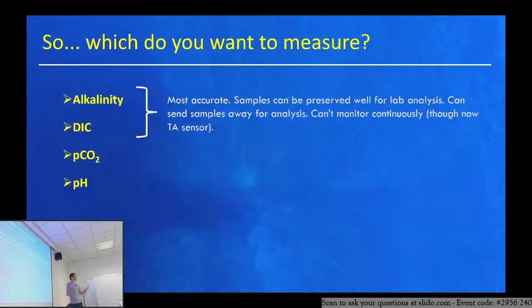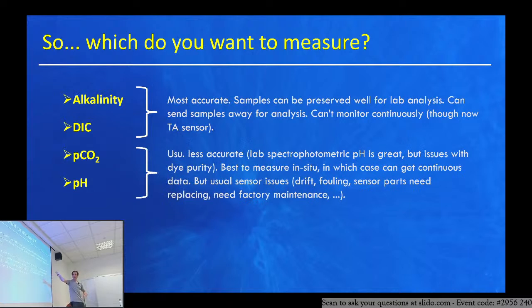All right, so which do you want to analyze? As I say, with alkalinity and DIC, the benefit is they're the most accurate, and you can preserve them really nicely. For pH, you can also do lab-based measurements with a spectrophotometer. That's what we'll be demonstrating later. PCO2 and pH tend to have higher uncertainties, and with sensors, of course, you've then got the sensor-related issues.